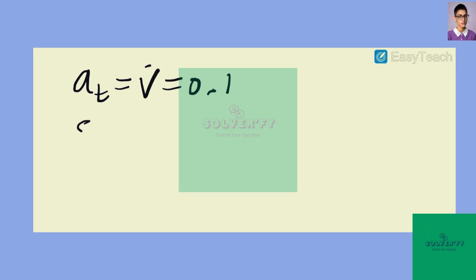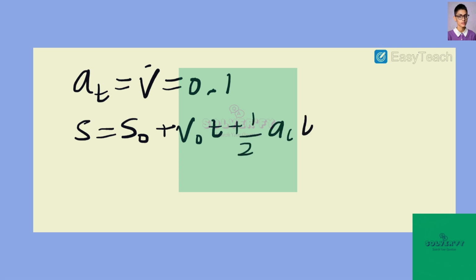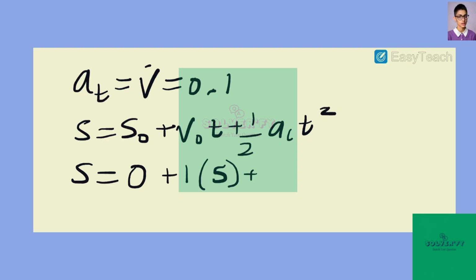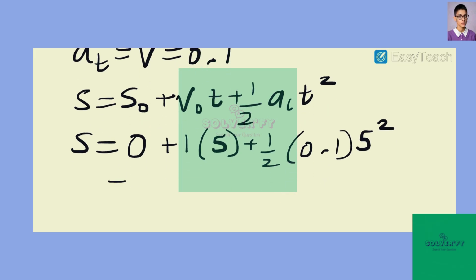And we know that s is equal to s0 plus v0 t plus 1/2 a t squared. By plugging in for the values that we know, we can say that this is equal to 0 plus 1 times 5 plus 1/2 times 0.1 times 5 squared. And this gives us a total s equal to 6.25 meters.